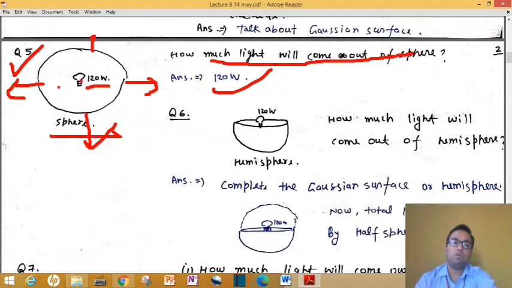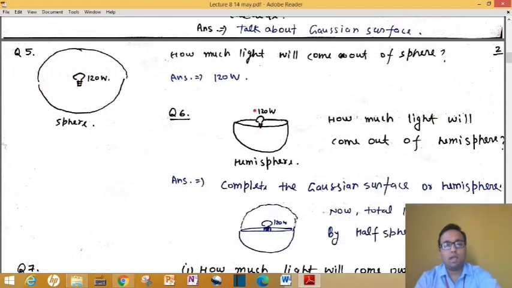If instead of 120 watt you place a 20 or 30 watt bulb, then you will get that amount of power. So the question is very simple but a matter of common sense, so you have to answer it properly. Now the next question: we have the same 120 watt bulb, again placed at the center, but this time we have a hemisphere. Think about it.